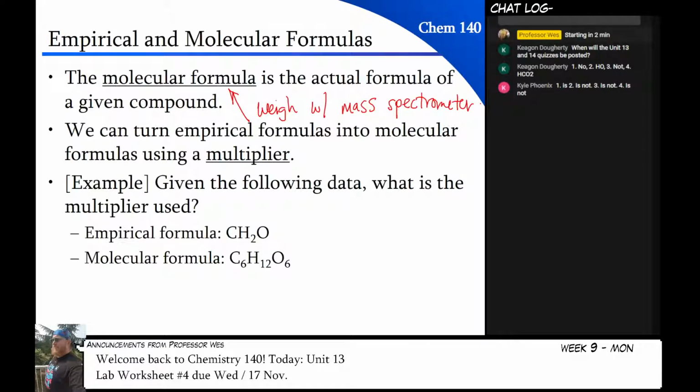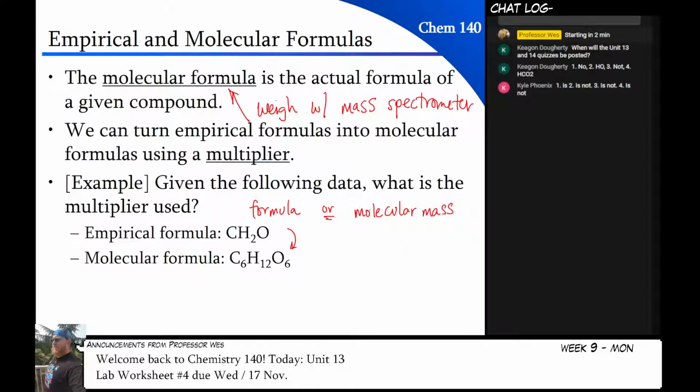So if I know what the factor is that converts one of these to the other, I can multiply the empirical formula by that factor to get the molecular formula, whether I'm looking at the formula or the molecular weight or mass. So this works for either of them, because if I'm multiplying the formula by a number, I could just multiply the molecular mass by a number. If CH2O weighs 30 grams per mole, then C6H12O6 must weigh 6 times as much, or 180.